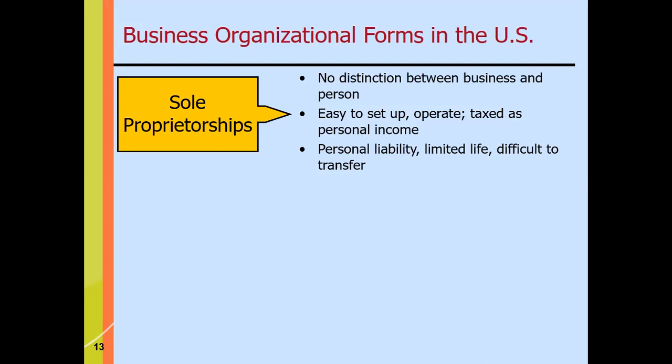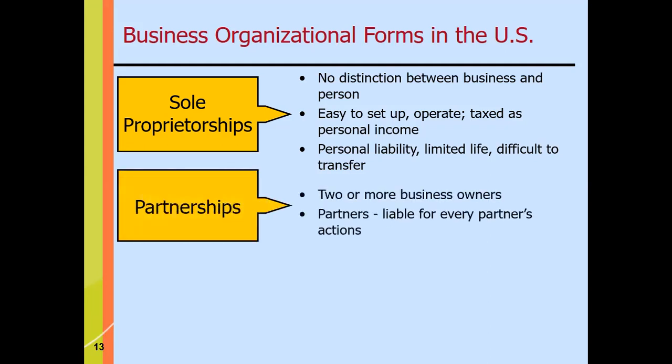The business has a limited life in the sense that if the business is losing a lot and the owner decides to stop the business, of course the business will have to end. And it is difficult to transfer, unlike corporations, wherein the interest or the shares can be transferred. So that's the first one.